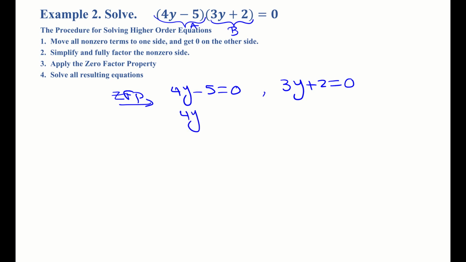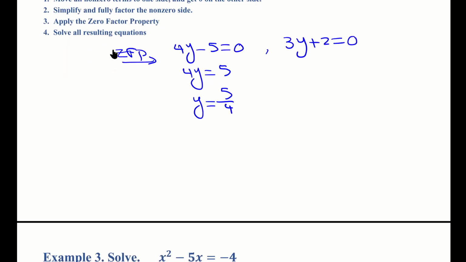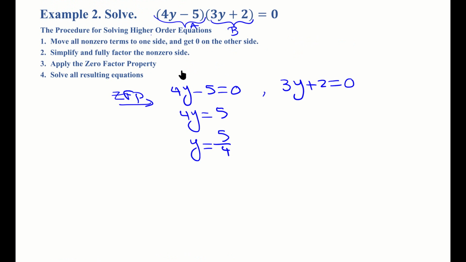So now we get 4y equals 5, so y equals 5/4. Remember, after you apply the zero factor property, you're going to get two simple equations out of the application, and then you'll just solve those equations. That's what we mean by solve all resulting equations, because you may even have more than two equations at this point. All right, so the second equation, we have 3y equals -2, so y equals -2/3.